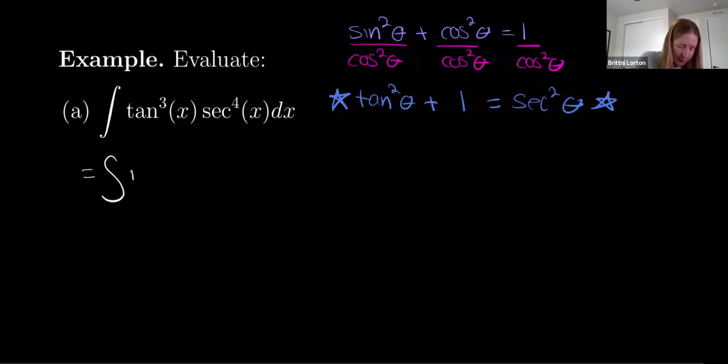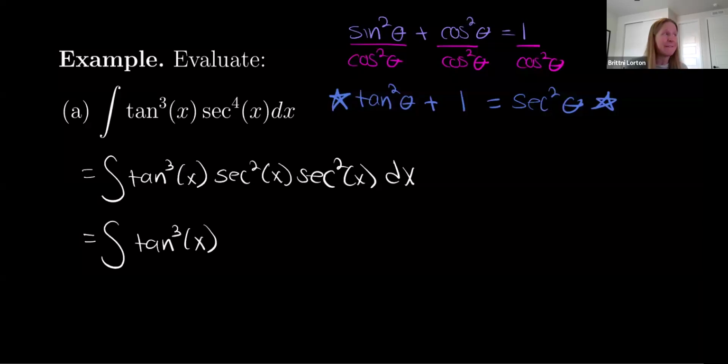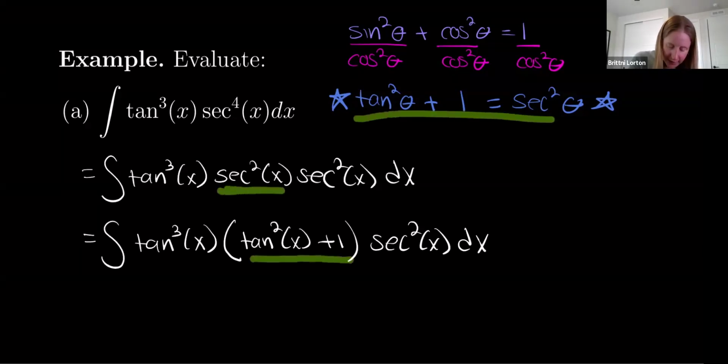What I'm going to do is rewrite that as tangent cubed of x times secant squared of x times secant squared of x dx. And then I'm going to rewrite this as the integral of tangent cubed of x. I'm going to take that first secant squared and turn it into tangent squared of x plus 1. And that second secant squared, I'm going to leave alone. So I'll highlight that so you can see it.